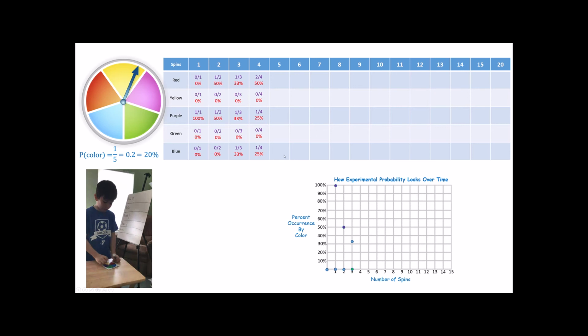Now I know this is going to get tedious if I continue to do this for the entire video, so what I'm going to do is I'm going to let the video play, and I'm going to gradually fill in this table without pausing so that you can see the results after 20 spins.